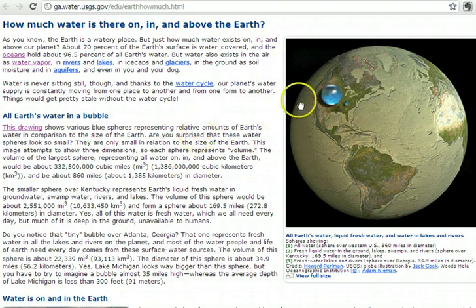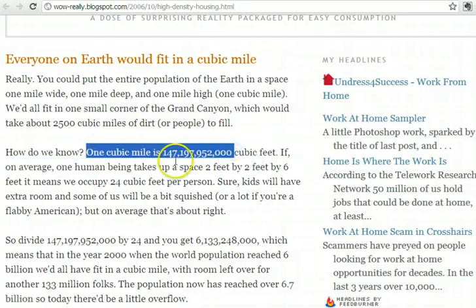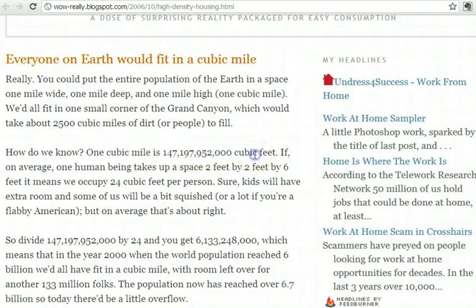I shared this with a friend of mine who's really into math, and he told me that everyone on Earth would fit in a cubic mile. And I thought, there's no way everyone would fit in that. But in fact, a cubic mile is 147,197,952,000 cubic feet. You can look that up if you want. On average, you could put a person in a 2-foot by 2-foot by 6-foot box, so 24 cubic feet per person.